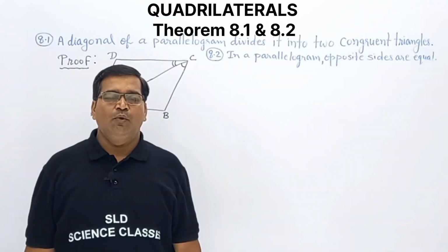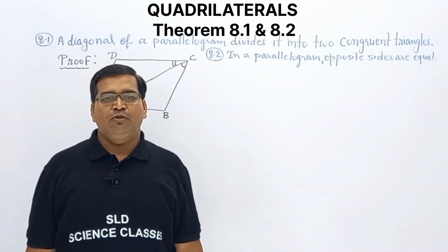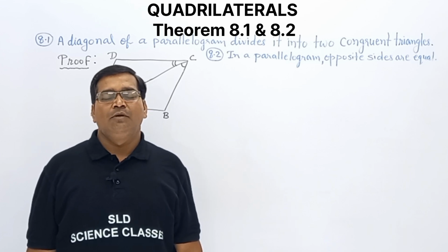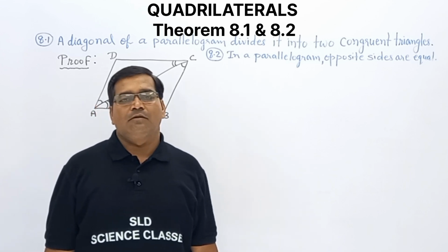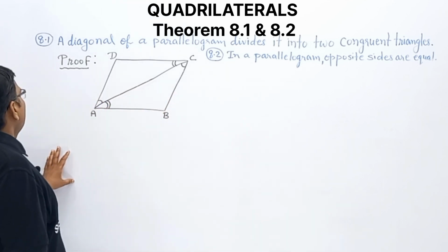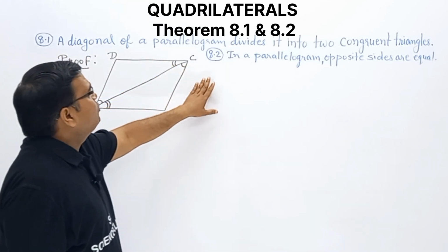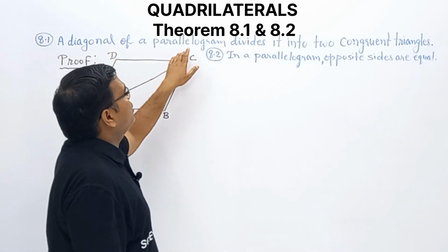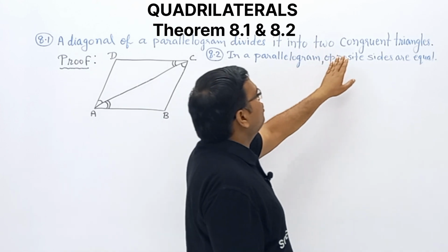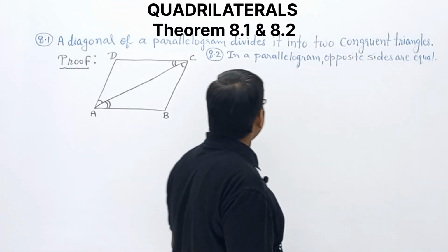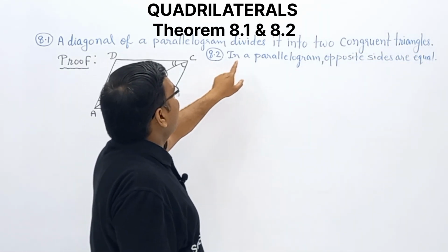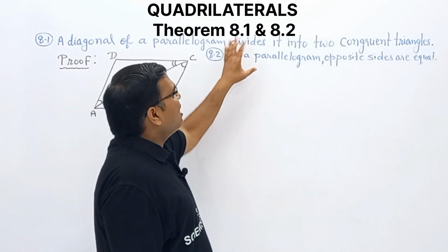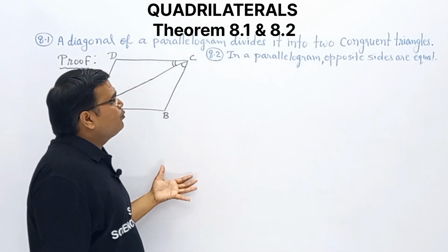In this class, we are going to discuss Theorem 8.1 and 8.2, Chapter 8, Quadrilaterals. Observe Theorem 8.1 and 8.2. What about 8.1? A diagonal of a parallelogram divides it into two congruent triangles. And 8.2 is what? In a parallelogram, opposite sides are equal. These are theorems we want to prove.